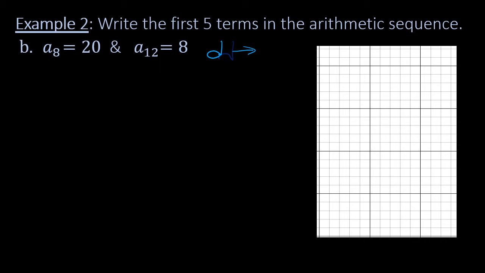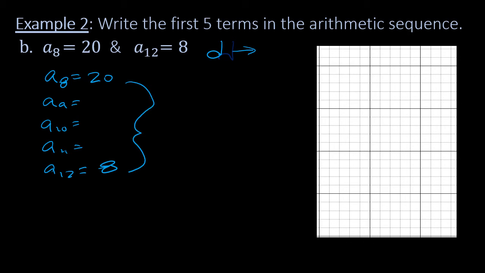So if I think about what I know on this back end, I know my 8th term, I don't know my 9th term, I don't know my 10th term, I don't know my 11th term, but I know my 12th term. My 12th term is 8, my 8th term is 20. And I know that I am decreasing at a constant rate. So if I take the difference between 8 and 20, I get 12. And if I take half of that, I get 6.